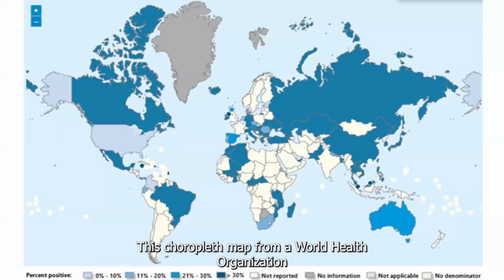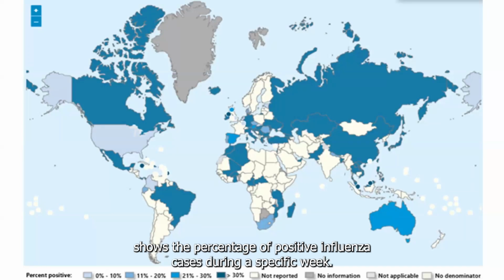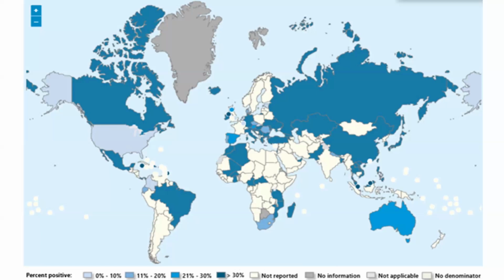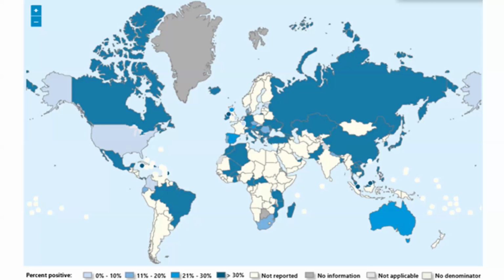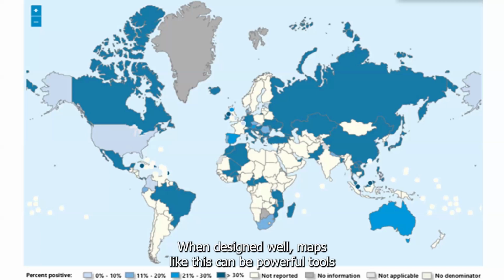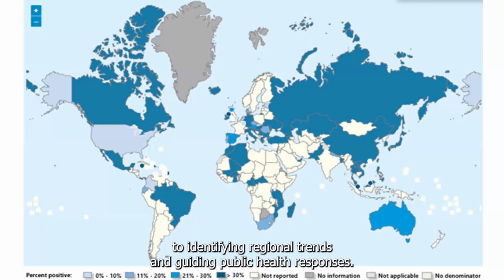This choropleth map from the World Health Organization shows the percentage of positive influenza A cases during a specific week. The use of color helps communicate geographic variation in disease burden. When designed well, maps like this can be powerful tools for identifying regional trends and guiding public health responses.